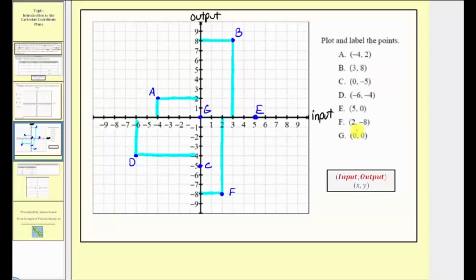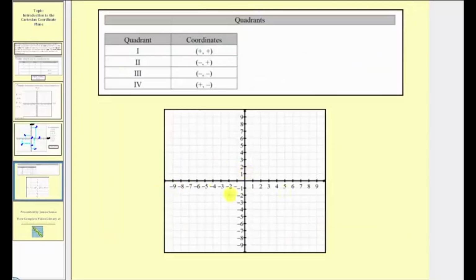Now let's talk about the 4 quadrants. Notice how the two number lines divide the coordinate plane into 4 different regions or 4 different quadrants. This quadrant here in the upper right hand corner, this is where both the input and the output are positive. And then from here we go counterclockwise. The second quadrant is this quadrant here. This quadrant is when the input is negative and the output is positive. This quadrant here is the third quadrant.